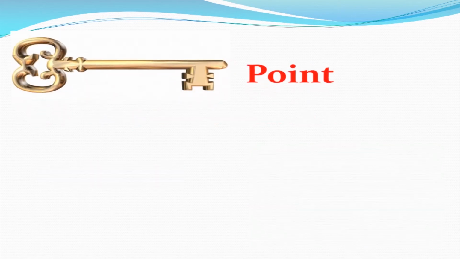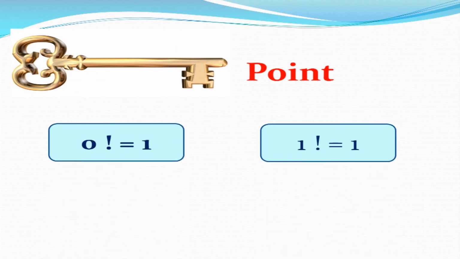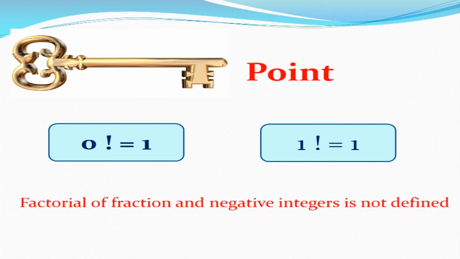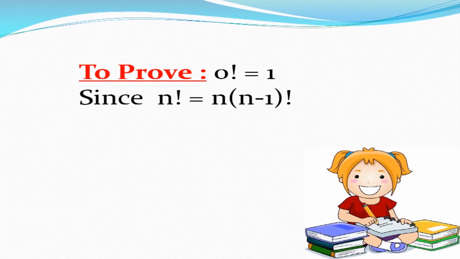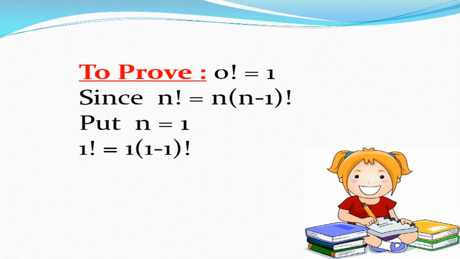Here are some key points to remember. Factorial of 0 is equal to 1. Factorial of 1 is equal to 1. Factorial of fraction and negative integers is not defined. Let us prove factorial of 0 is 1. Since n factorial is equal to n into factorial of n minus 1, put n is equal to 1. We get 1 factorial is equal to 1 into factorial of 1 minus 1. 1 is equal to 1 into 0 factorial, which gives factorial of 0 is equal to 1.